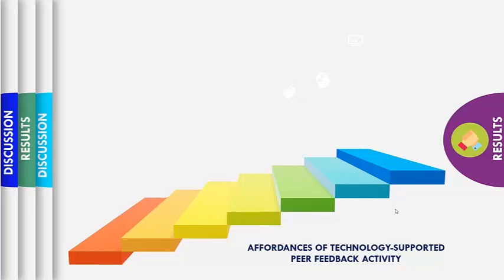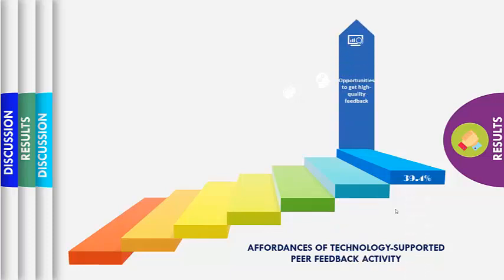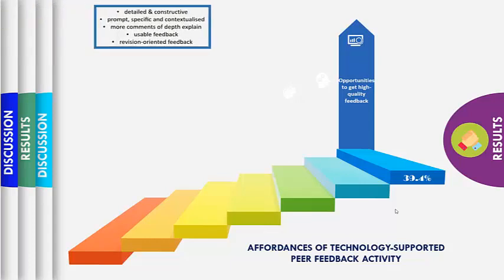As for the second research question, the 3 most dominant affordances of technology-supported peer feedback activity are, first, providing opportunities for students to get high-quality feedback. A substantial body of evidence shows that peer feedback is detailed and constructive, prompt, specific, and contextualized. Students were found to produce slightly more comments of depth explained than their tutors. The majority of the comments were usable feedback which addressed genuine shortcomings.